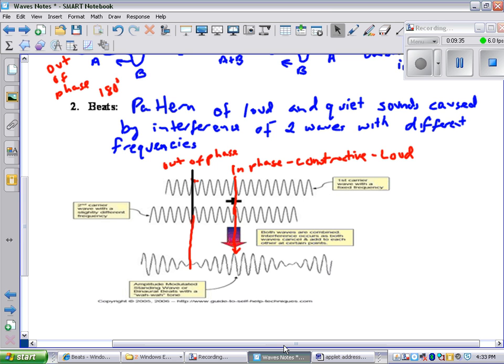So to find the beat frequency, you just take the difference of the two frequencies.